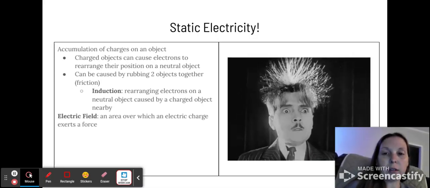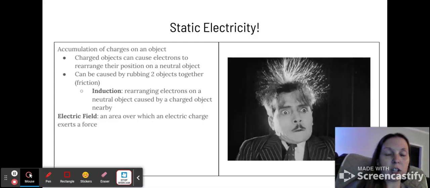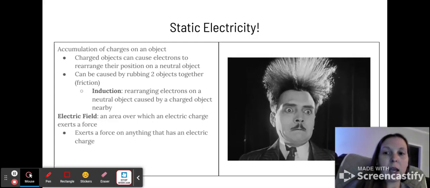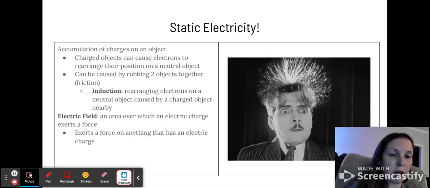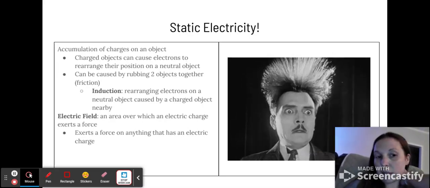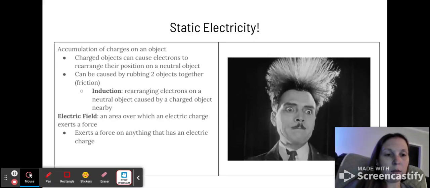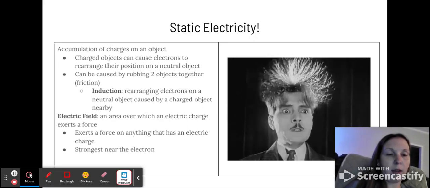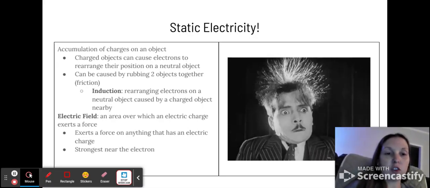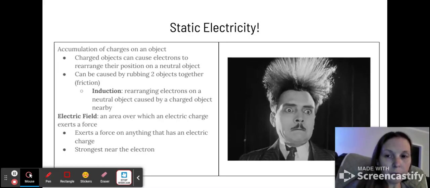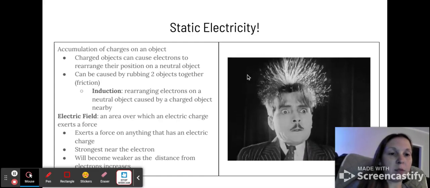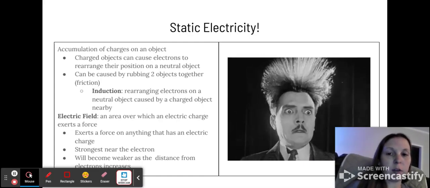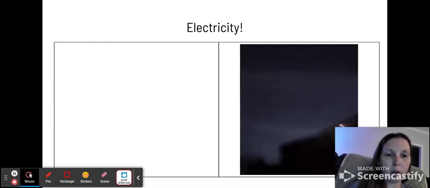So an electric field is an area over which an electric charge exerts a force, and it exerts a force on anything that has an electric charge. So there has to be something with an electric charge present to have that field applied. And it's strongest near the electron and will become weaker as the distance between the object and the electrons increases. The further apart they are, the weaker it is.